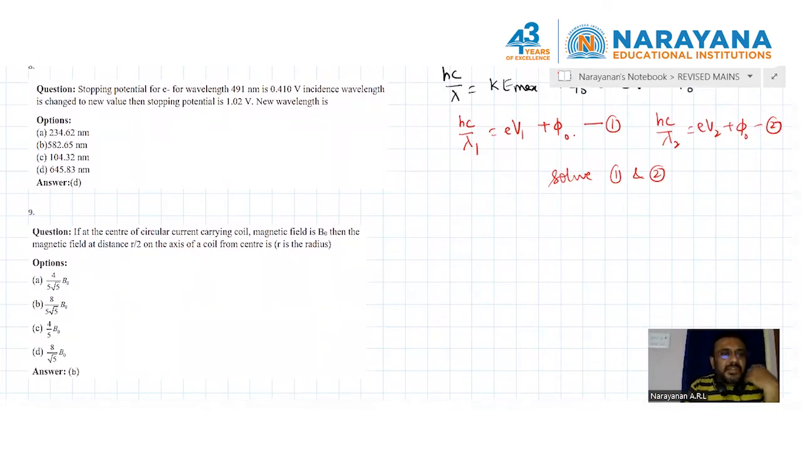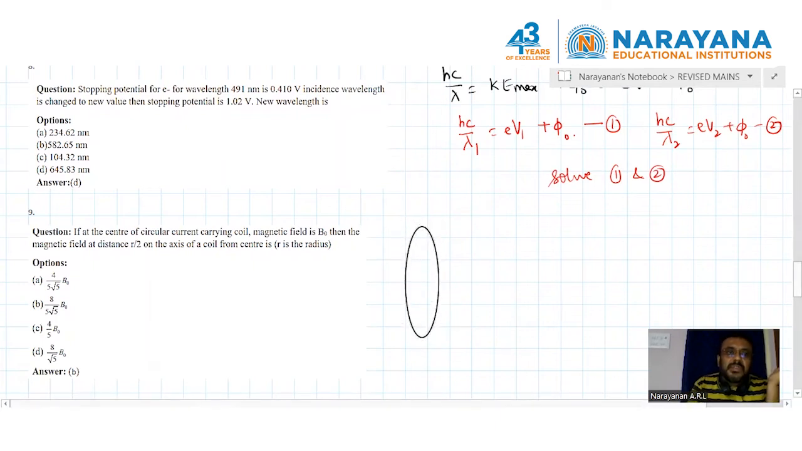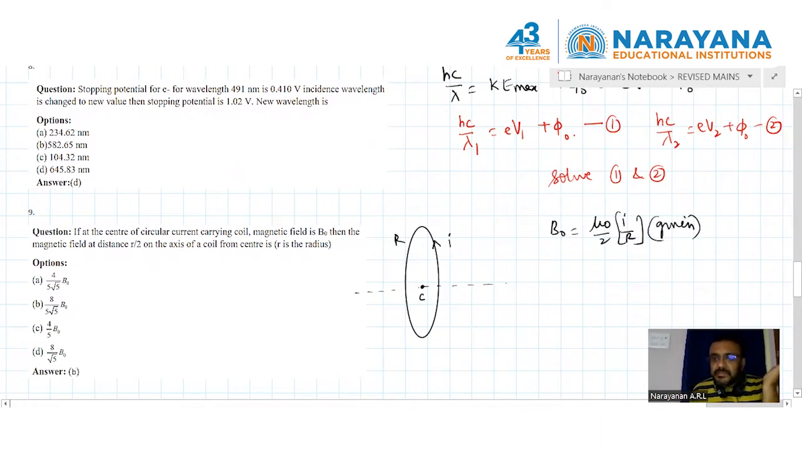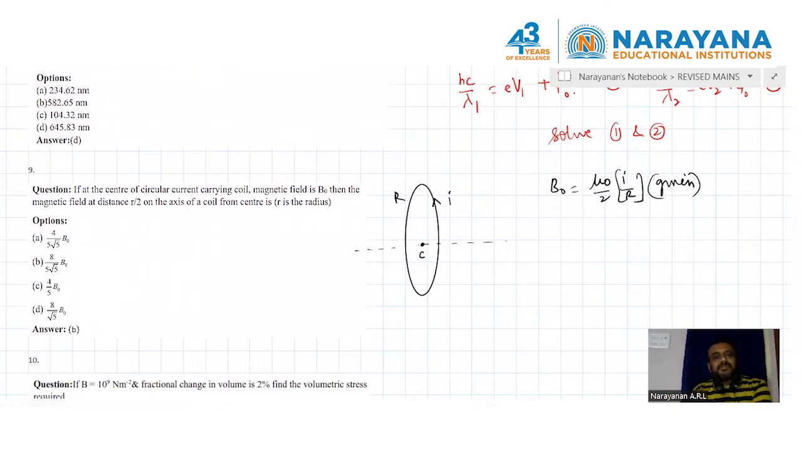This is again a simple question. It's a circular coil. The field at the center of the coil is given, and what is the field at a distance in terms of the field at the center? It's a current carrying coil with current I. Field at center is mu naught by 2 I by R, where R is the radius. Now we want the magnetic field at a distance of R by 2.